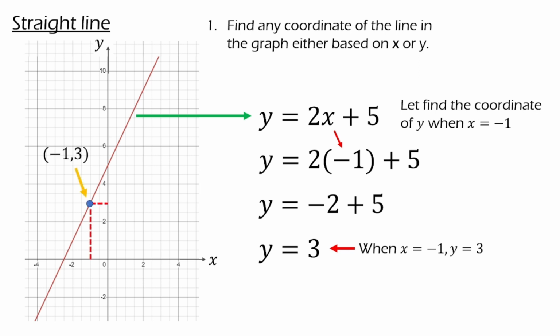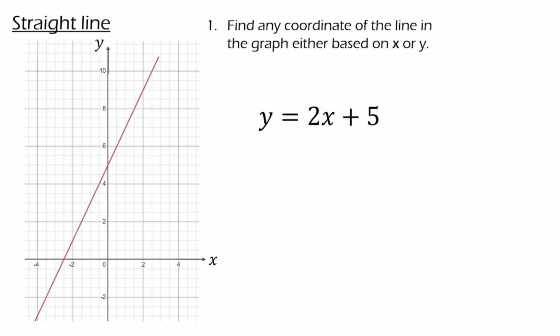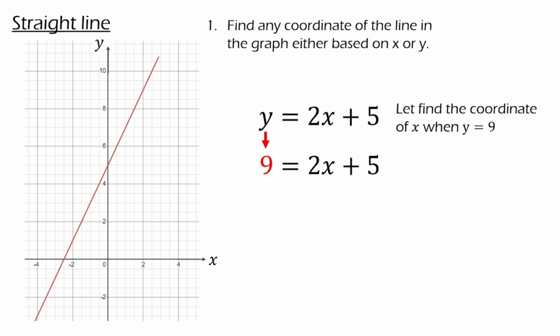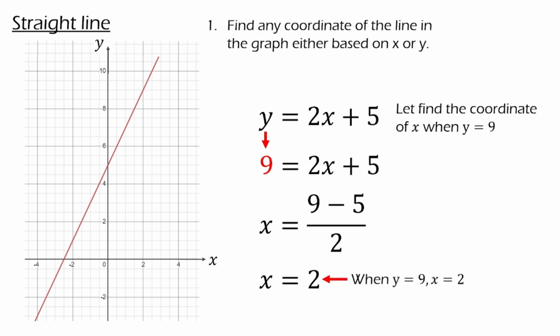Let's continue using the same equation and graph. This time, we try to find our x coordinate when our y equal to 9. We start by substituting our y equal to 9. Solving it, we have our x equal to 2. As you can see, this calculation agrees with what is displayed on the graph. When our y is 9, our x equal to 2.